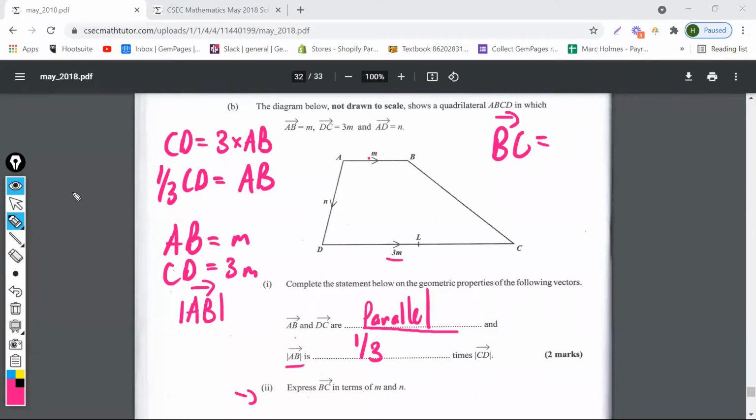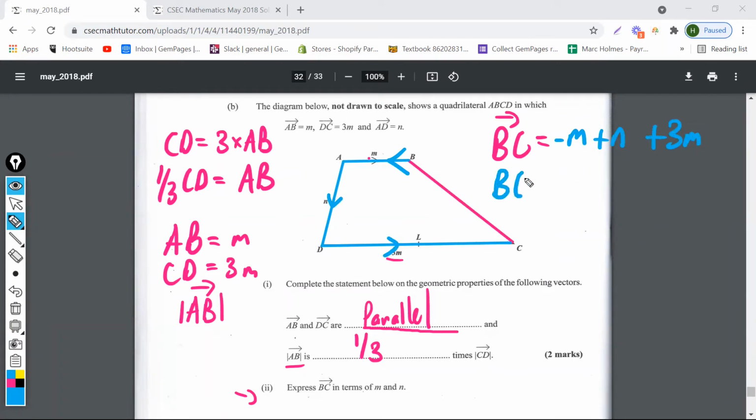So how do we find BC? Guys, there's only one way to find BC. B to C is here to here, but we'll have to go the opposite direction, of course. So I have to go this way, down, and then to the right. Cool. So I have to go left, which is the opposite of M. So that's minus M. Down, which is plus N. And then to the right, which is plus 3M.